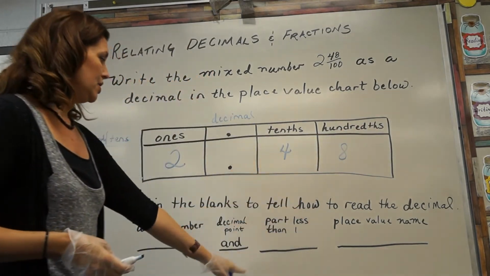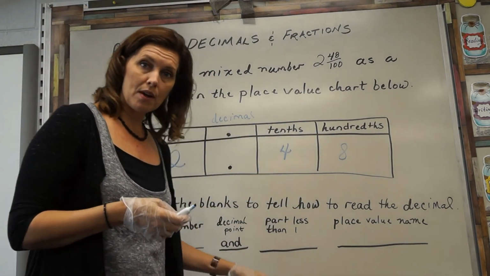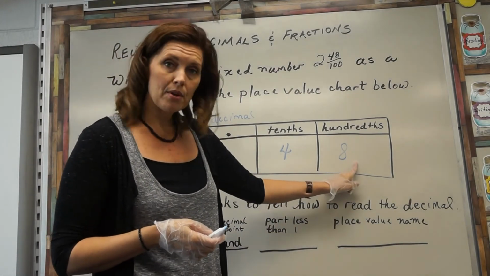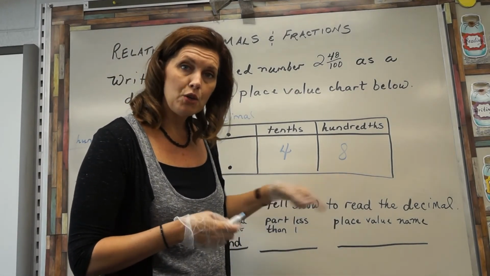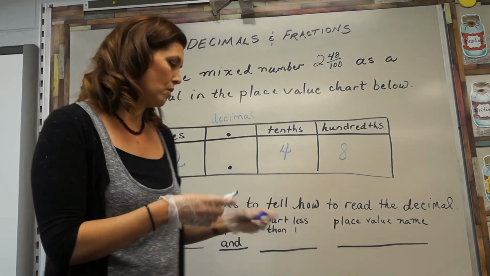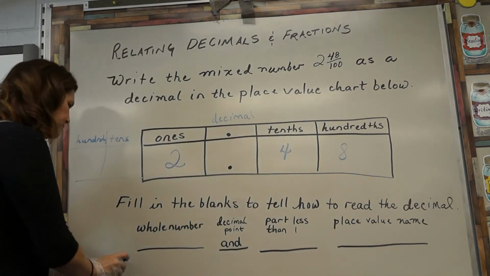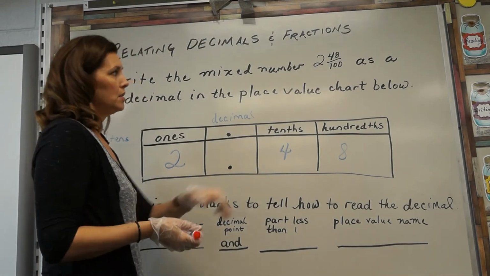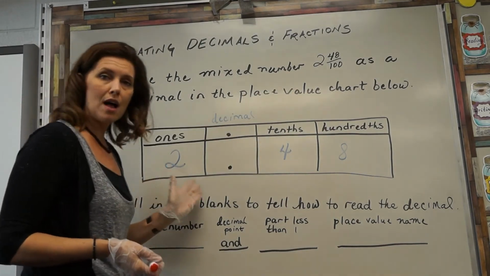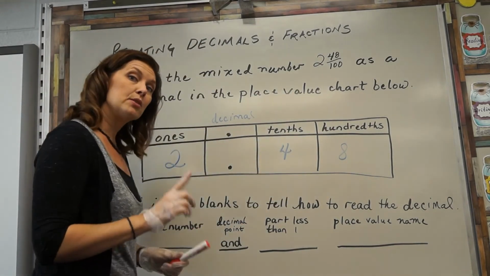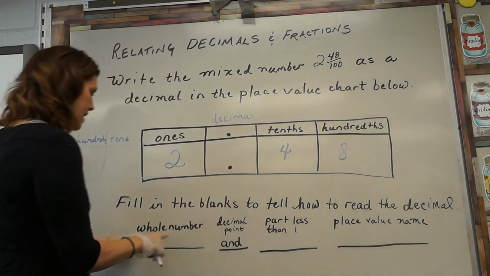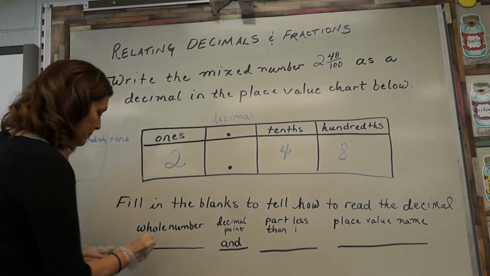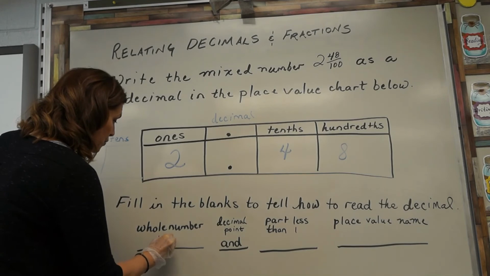Now, I'm going to teach you how to say this correctly, because whatever place value your number ends in is the place value that you call it. So we're going to fill in this bottom part here. It says fill in the blanks to tell how to read this decimal. So in terms of money, we know it's $2.48. But in terms of reading it as a decimal, we say the whole number, we're going to write it in word form. Okay, should be 2.